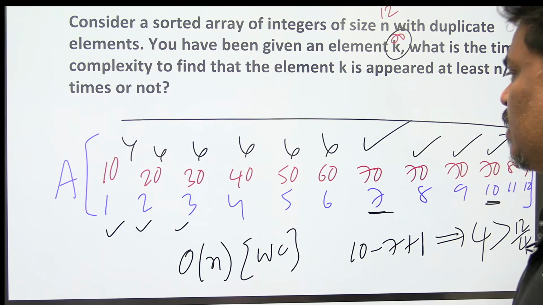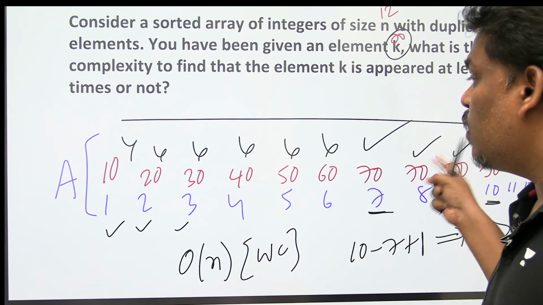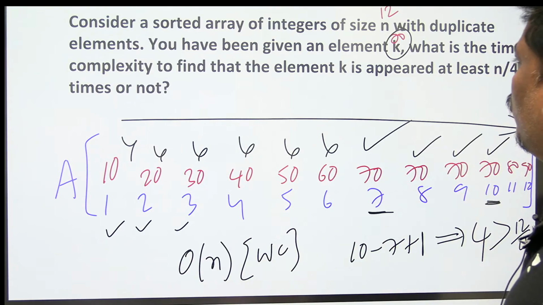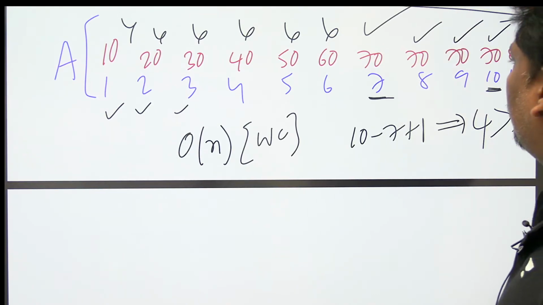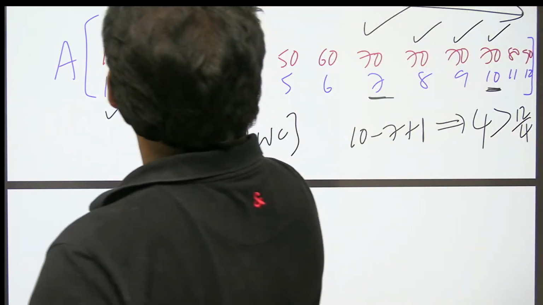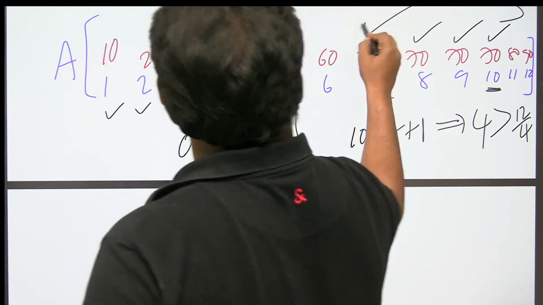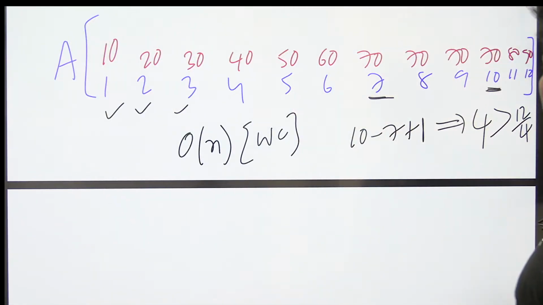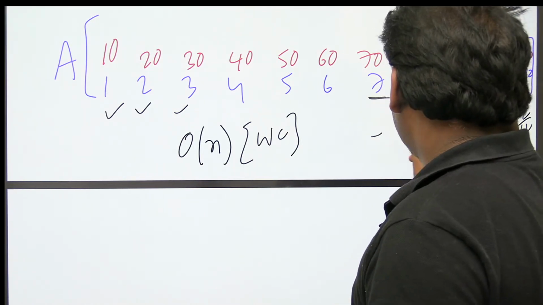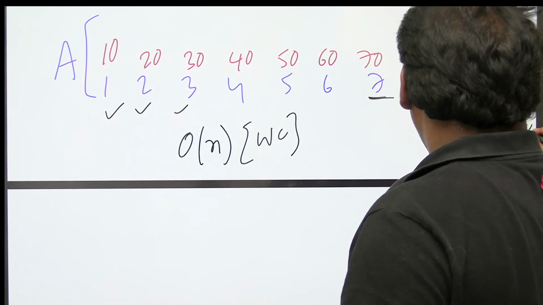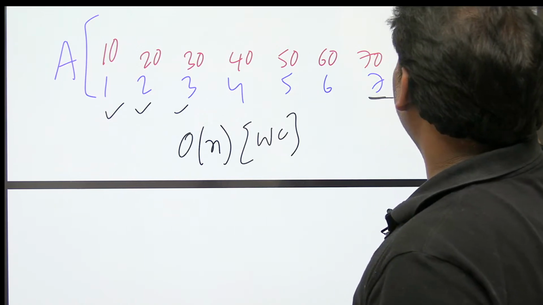This is one way. But the thing is, the given array is sorted, right? If it is sorted, why are you applying linear search? Why don't you do binary search? Let's do this. One algorithm I already gave, let's give one more algorithm. Because the array is sorted, we can do binary search. I will try this.